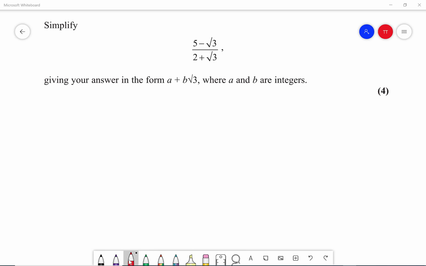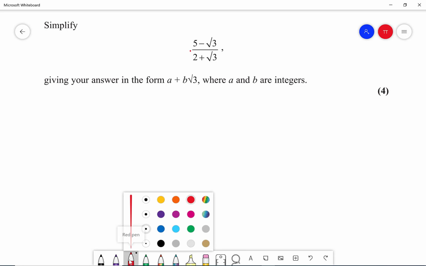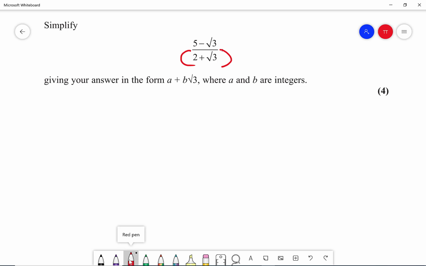And what the conjugate simply means is, because we've got 2 plus root 3 on the denominator, its conjugate is just changing that sign in the middle. So it's 2 minus root 3. That's called the conjugate. That's what you multiply the bottom by. And that's exactly the same as what you multiply the top by. Exactly the same. So now we're in a position to multiply brackets out.